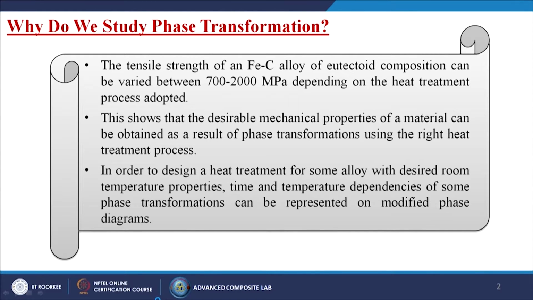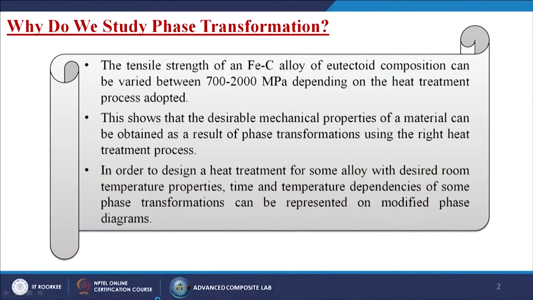That means suppose I have one material, I supply heat to that material, and the material changes, or segregates from one phase to another phase, and it gives better mechanical properties. This shows that desirable mechanical properties of materials can be obtained as a result of phase transformations using the right heat treatment process. Yes, of course, it should be the proper one. It does not mean that every time I can give some heat, or cool down the material, and the material will give the desired properties. No, there are some specific conditions, and it varies from material to material.